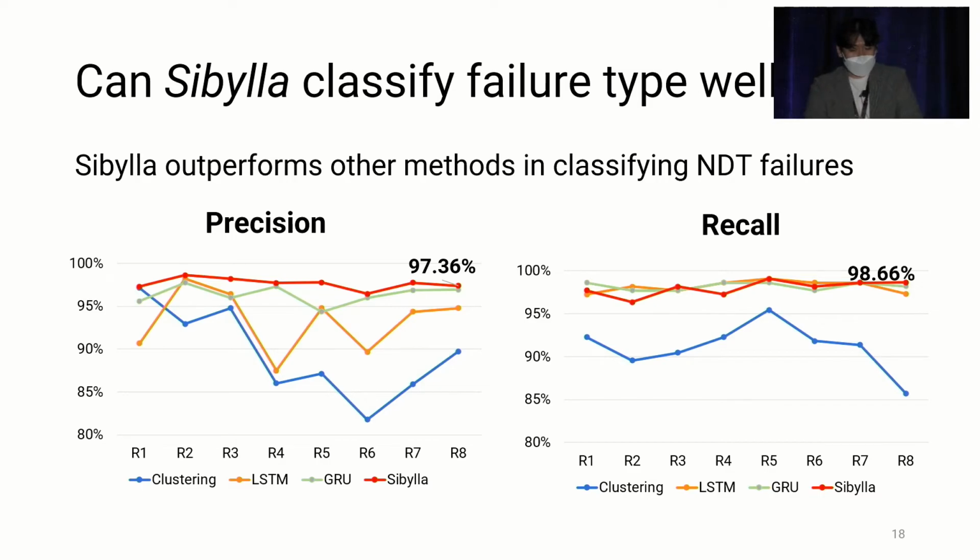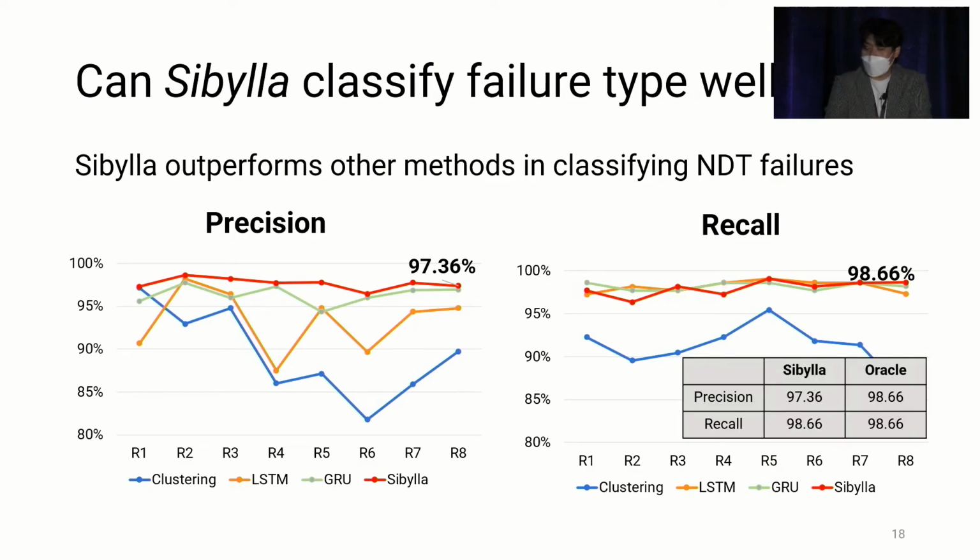For the last round, Sibylla achieves the highest performance compared with the other approaches. Also, it is almost the same as the Oracle case. DT failure classification also shows the same tendency, so Sibylla's classification performance is consistently high and comparable to the Oracle, which used the ground truth label.